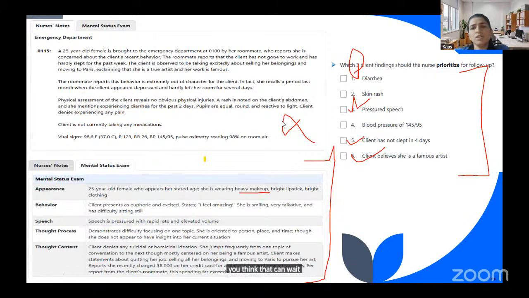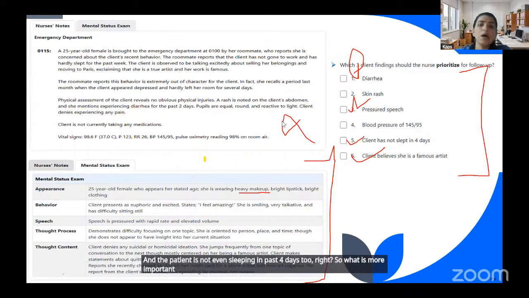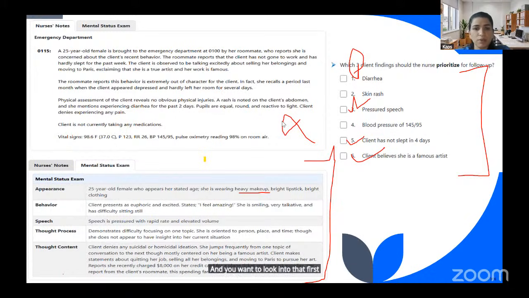That's not something you want to look into? And the patient is not even sleeping in the past 4 days too, right? So what is more important right now to hold? And you want to look into that first. This is my question back again for Noman, right? Okay, let me know everyone, because I have the same answer. I have 3, 5, and 6. But if you disagree and have a different answer, let me know, right?